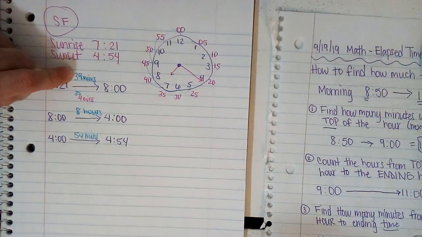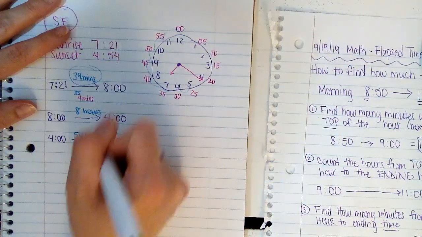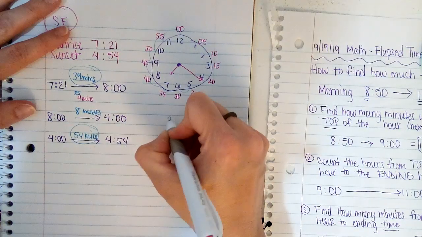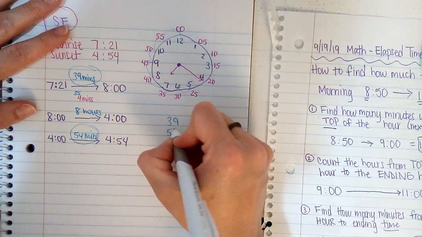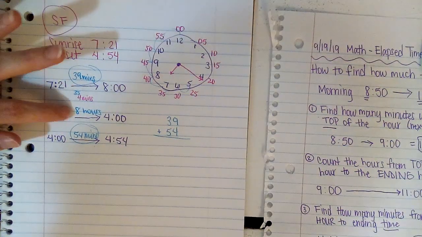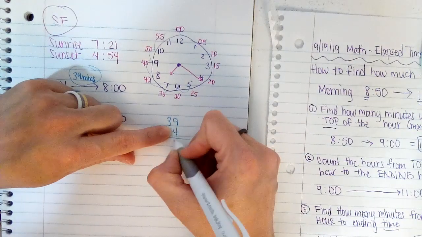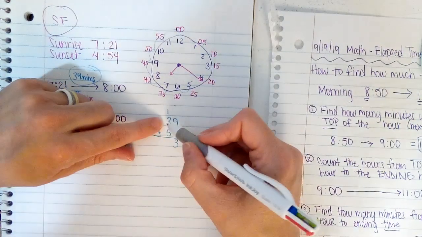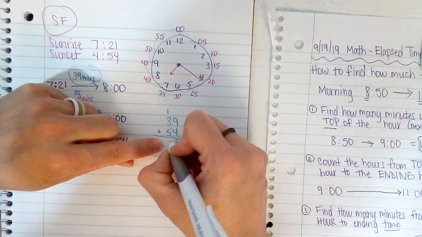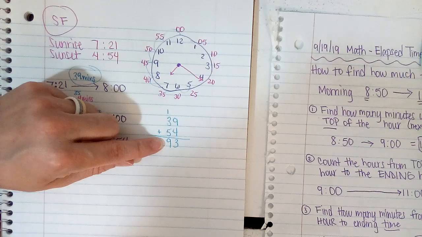Now I have to add all of my times together. I'm going to worry about my 39 and 54 first. 39 plus 54. Oh, that's going to be way more than an hour. So it's going to add an hour onto that. 9 plus 4, 9, 10, 11, 12, 13. Carry a 1. 3 plus 1 is 4, plus 5 is 9. Whoa, 93 minutes. Oh, we have to do some thinking now.